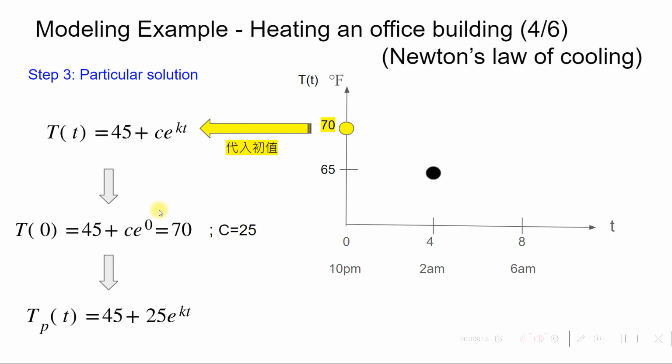Again, we skip the detailed calculation. We get C equals 25. So now only K is left to be solved.